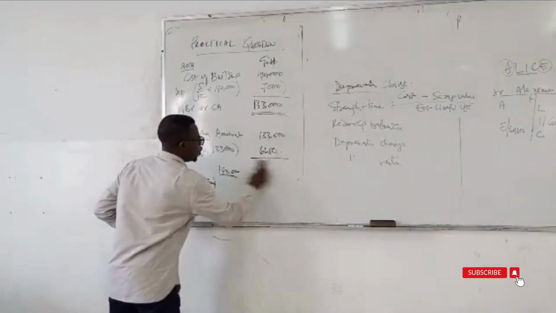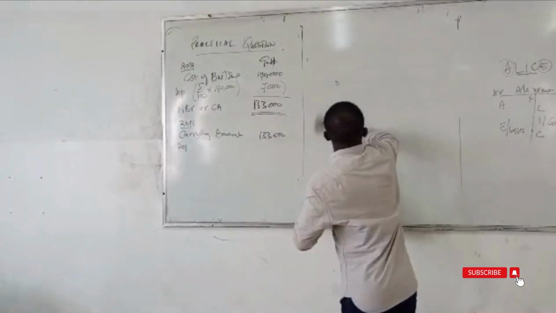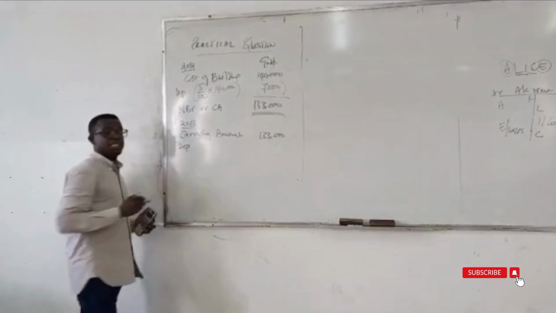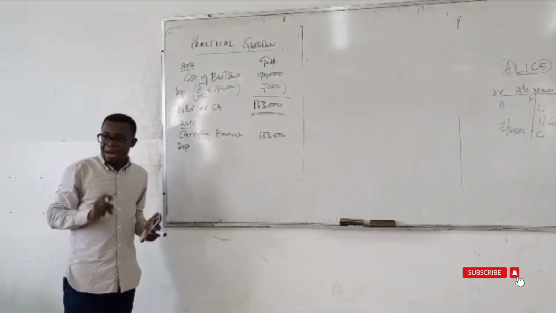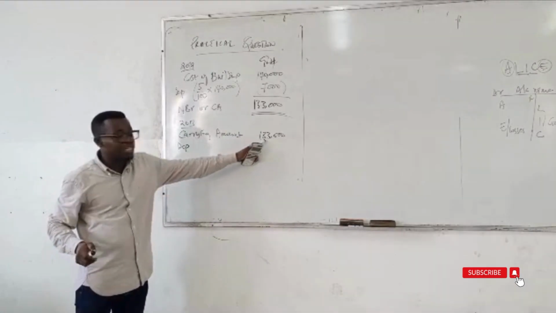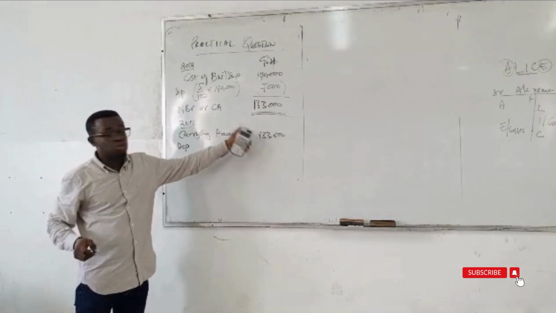Alright, so let's do some computations, continuing what we studied. Now pay attention. The depreciation policy is reducing balance. Reducing balance means that we compute the depreciation on the balance, which is the current amount. So the balance is reduced.